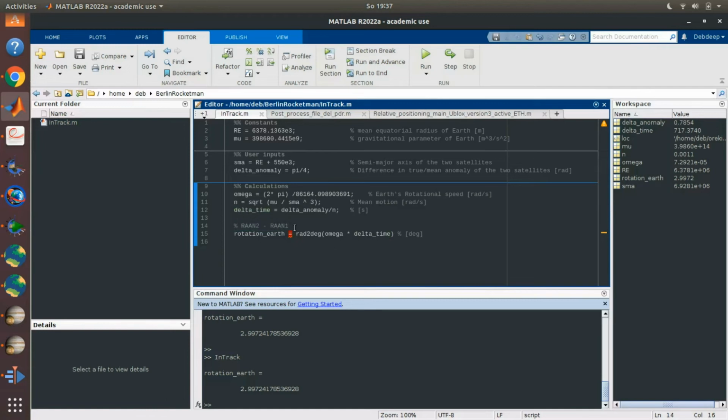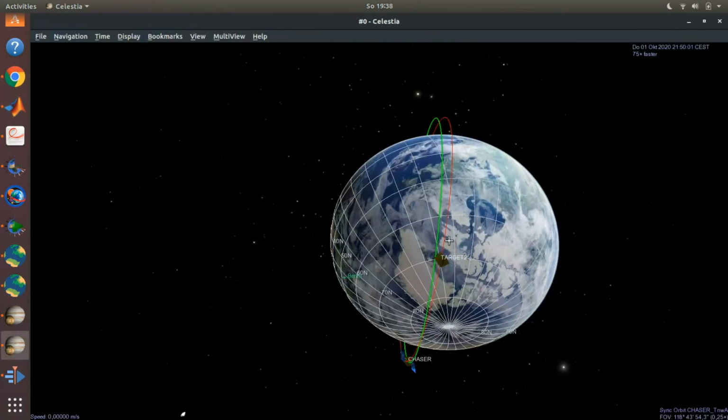In order to generate an in-track orbit, the right ascension of ascending node difference between the two satellites should be equal to the rotation of the Earth. You can put these values for the two satellites in any orbital mechanics tool such as GMAT, Orbitron, or STK, and come up with the results as shown here.